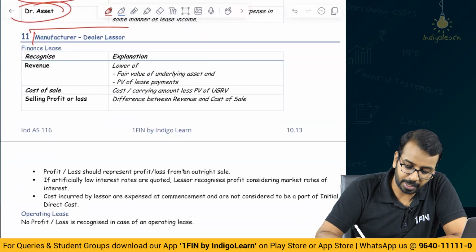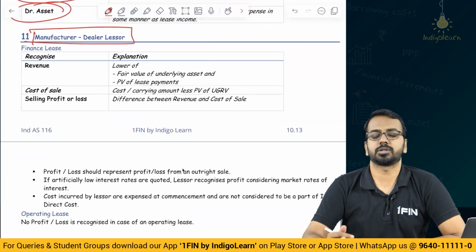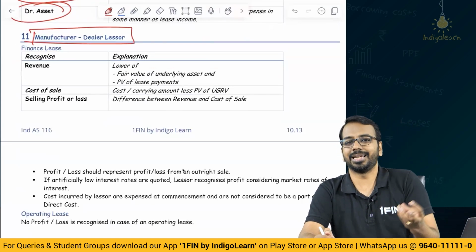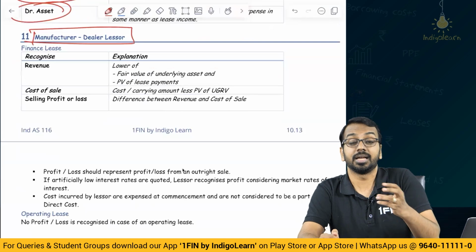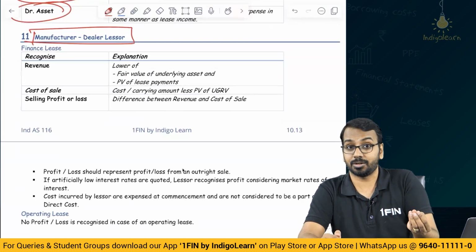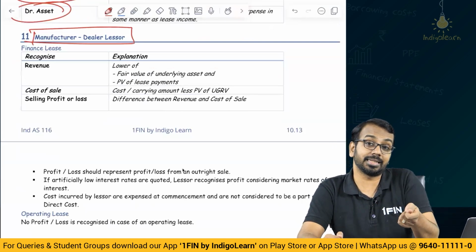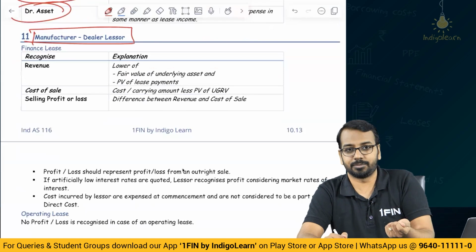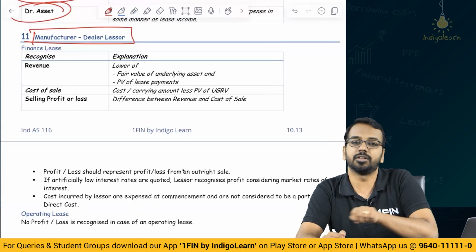Then we have cases of manufacturer, dealer, lessor. These are those entities who manufacture and sell equipment, or they are dealers, and say they sell cars. So they are entering into a sale transaction in the form of a lease.